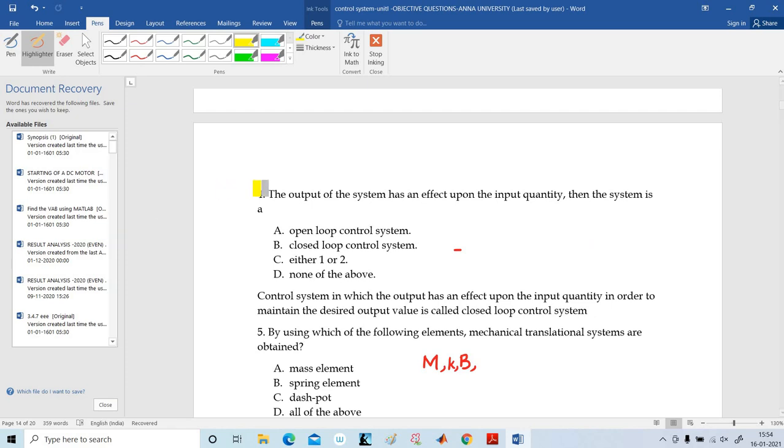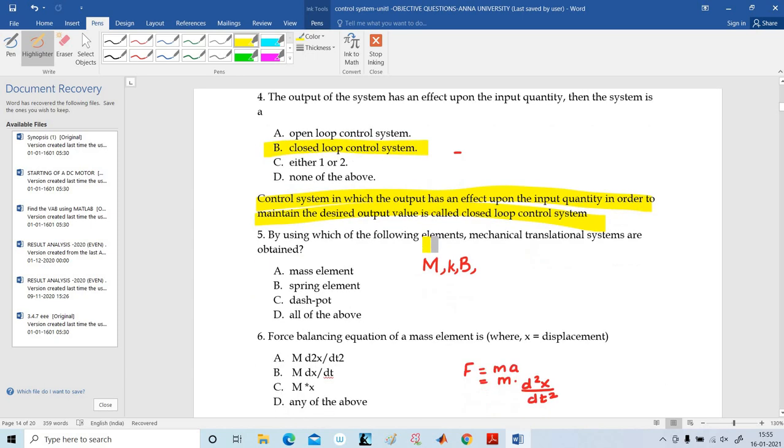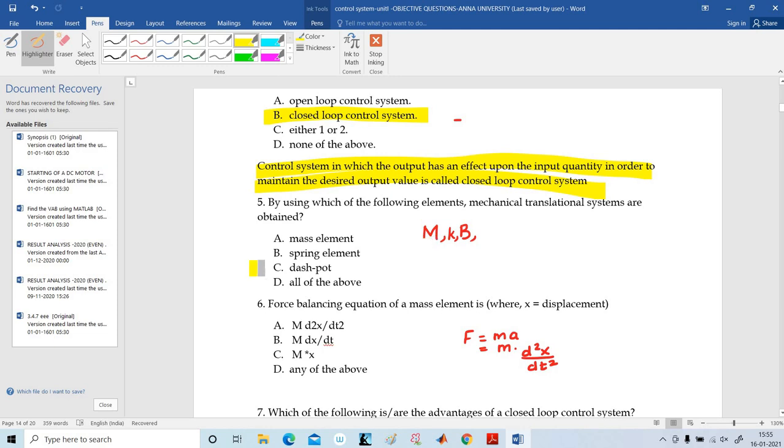Fourth question. The output of the system has an effect upon input quantity, then the system is. Control system in which output has effect upon the input quantity in order to maintain the desired output value is called closed loop system. So the answer B is the correct one. By using which of the following elements mechanical translation system are obtained? There are 3 elements: mass, spring and dashpot. The answer is all of the above.